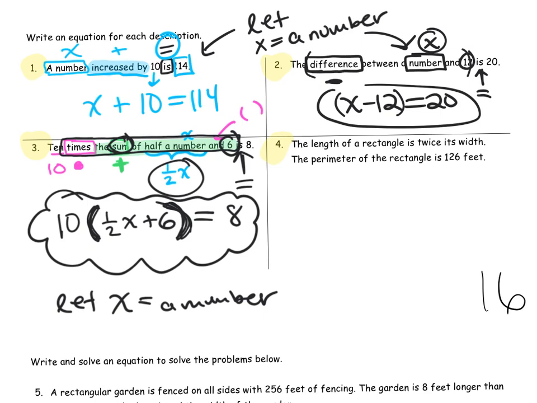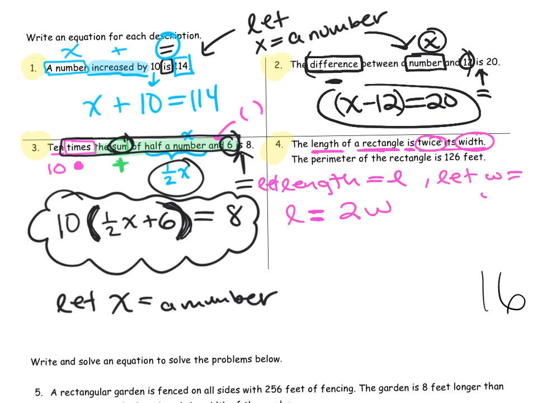Alrighty, let's take a look at 4. I have the length of a rectangle is twice its width. The length, so let's let length equal L. The length of a rectangle is twice, so that's 2 times, the width. And we're going to let W equal width.